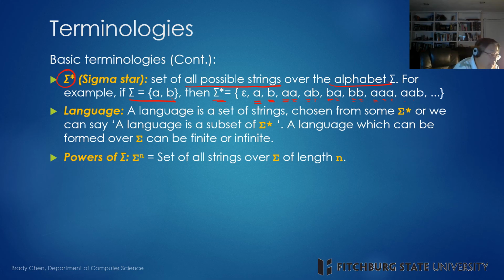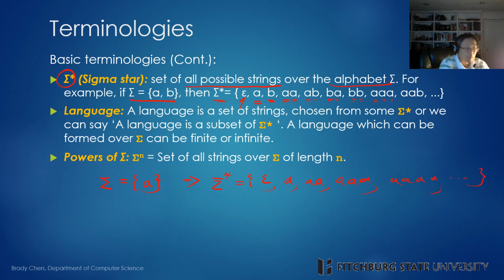So another example is if you have a sigma which contains only one element, A. Now what is sigma star? Sigma star, of course, should contain epsilon, which is the empty string. Always include the empty string in sigma star. And then you have A, AA, AAA. So you can continue to build this. Okay, so that's sigma star.